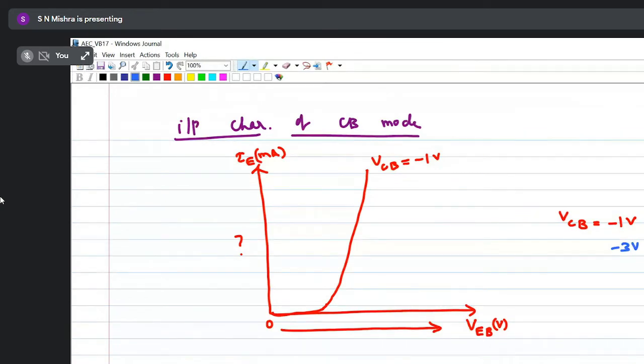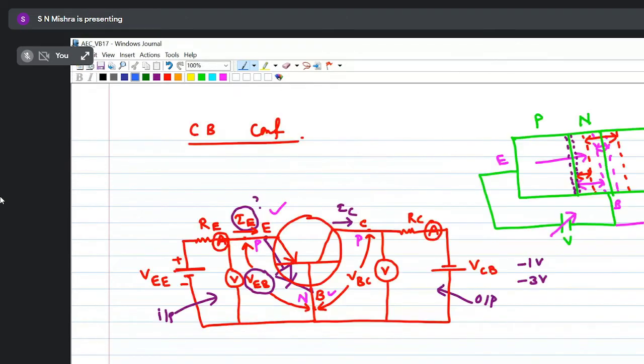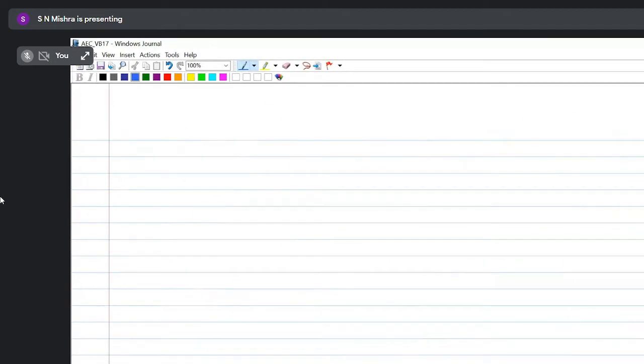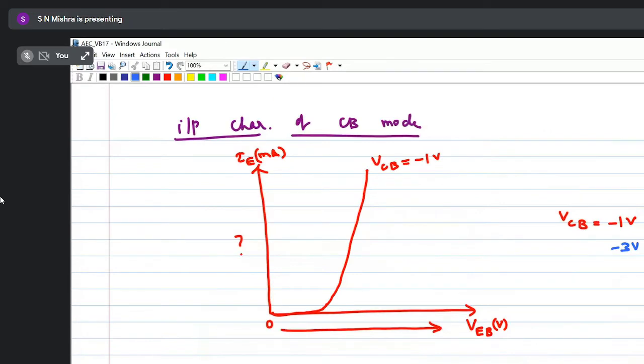Slope will increase or decrease. What we have discussed here: when VCB is increasing, IE increases. Increases means we have plotted one graph like a PN junction diode. The junction is like that, so the characteristic will be an exponential increasing function.